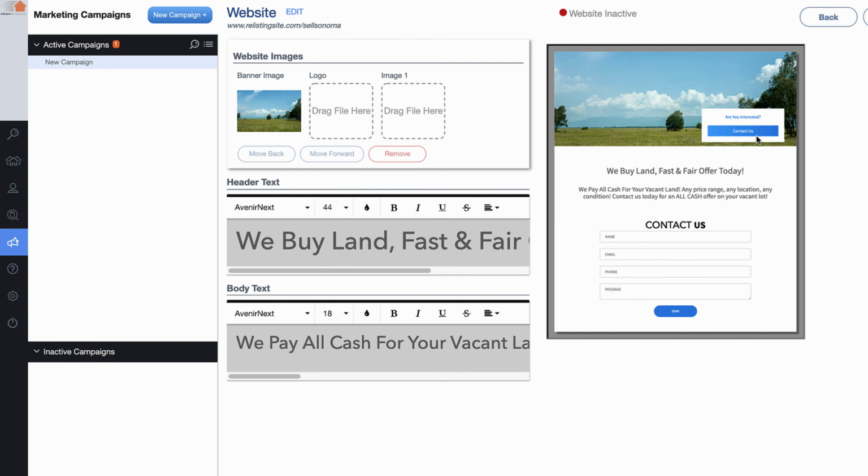And just like that, I've got a new image back there. Very, very easy to edit these things. So we can go ahead and save this. And then we can use this link to put on our mail pieces. We could put it in our emails that we're sending out, any text messages that we might be sending out.